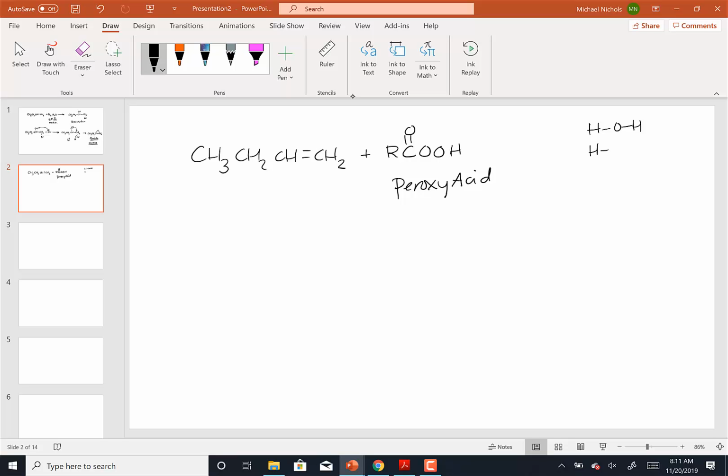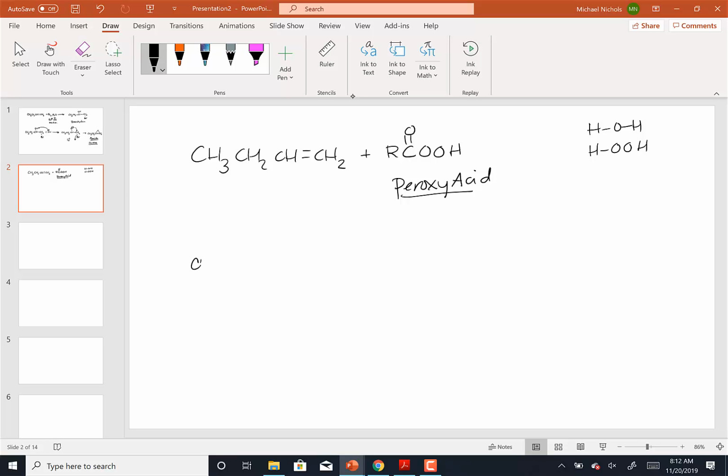Take dihydrogen monoxide and add another oxygen to it, and it's hydrogen peroxide. Right? So this is a peroxy acid. Peroxy acids, what they do is that extra oxygen in the peroxy acid is basically going to plop down on top of the double bond to make the epoxide in one shot.